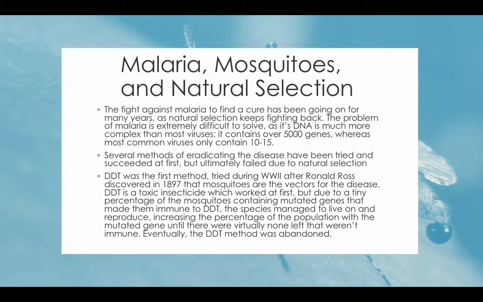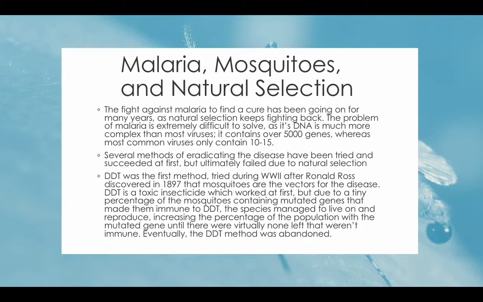There has been a constant war over many years to eradicate malaria. Each attempt to destroy the mosquitoes or cure the disease has resulted in natural selection taking malaria's side and overcoming it, the parasite coming out stronger than ever each time. This is due to the DNA of the parasite being far more complex than most viruses. The average virus has 10 to 15 genes, whereas Plasmodium is made up of over 5,000.